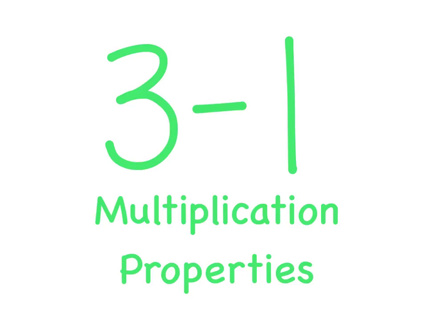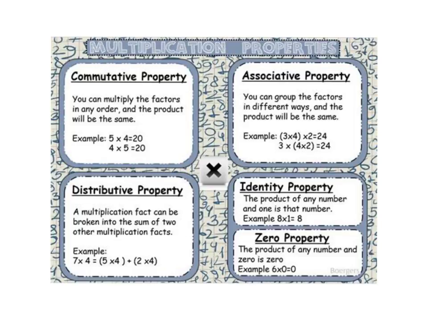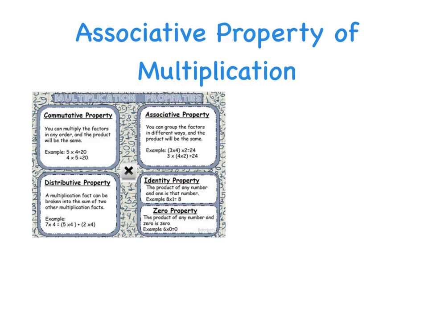This video is about 3-1 multiplication properties. There are 5 multiplication properties: the commutative, associative, distributive, identity, and zero properties. But we will be covering 4 of them in this lesson: the commutative, associative, identity, and zero property.